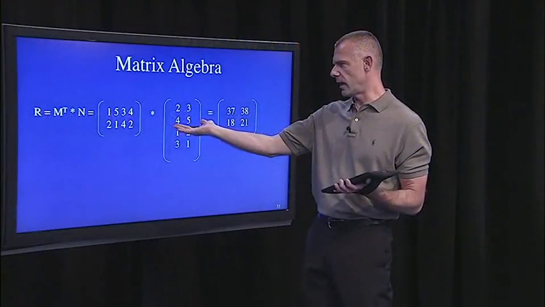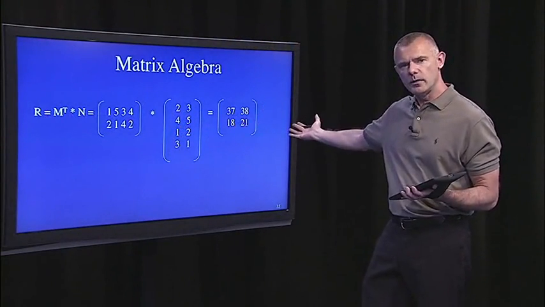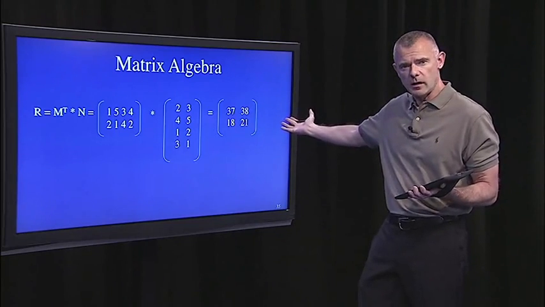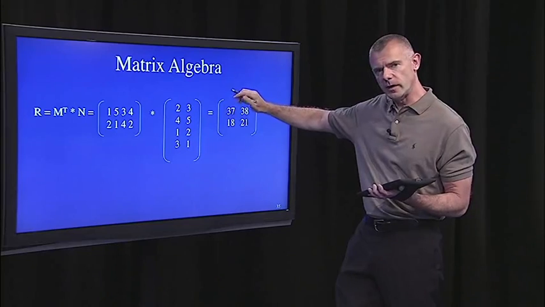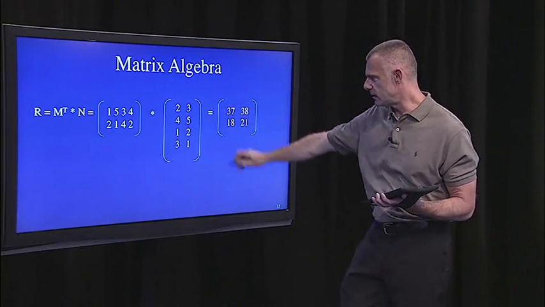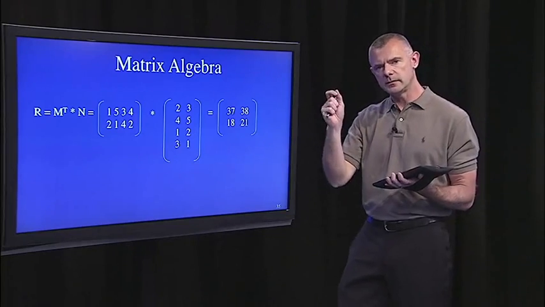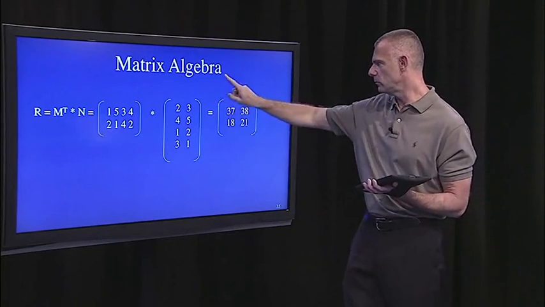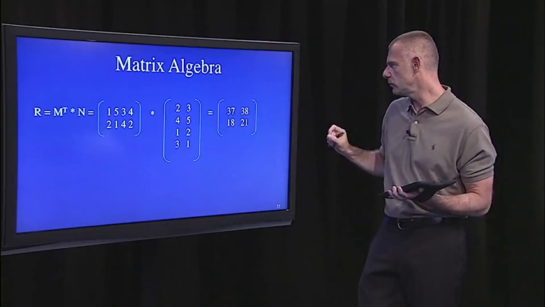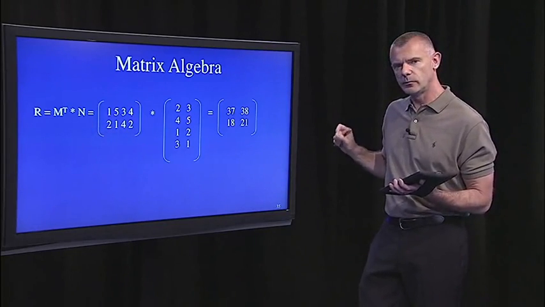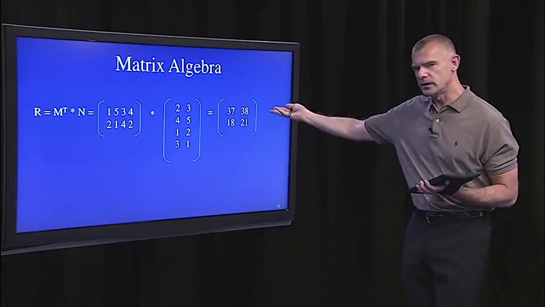So I took the transpose of M, and here's that original matrix N. And the way we end up with this result matrix, or the product R, is we go across the first row of the first matrix and down the first column of the second matrix, taking the product and summing. So if I take 1 times 2, that's 2, plus 5 times 4 is 20, 22. 3 times 1 is 3, so now we're up to 25. 4 times 3 is 12, and that gives us 37.